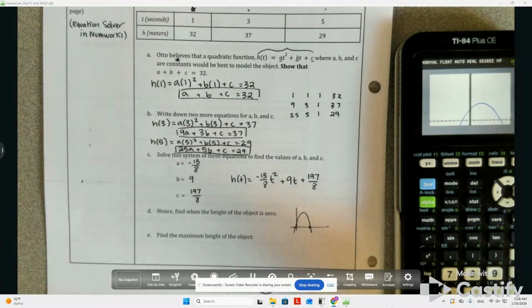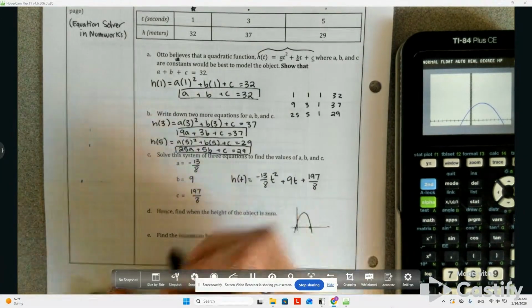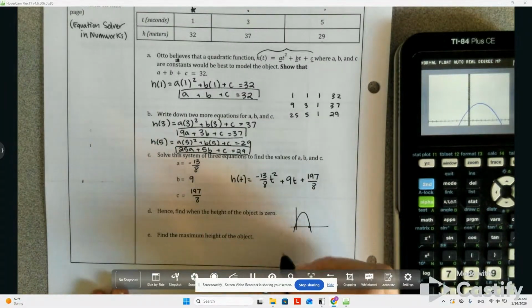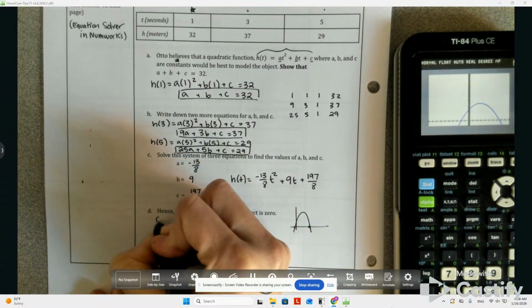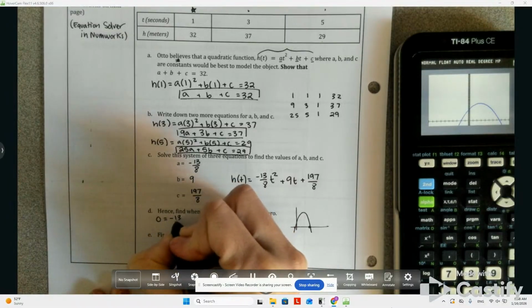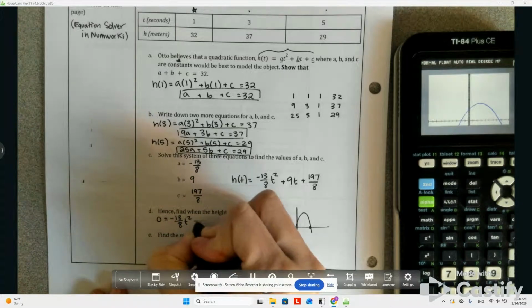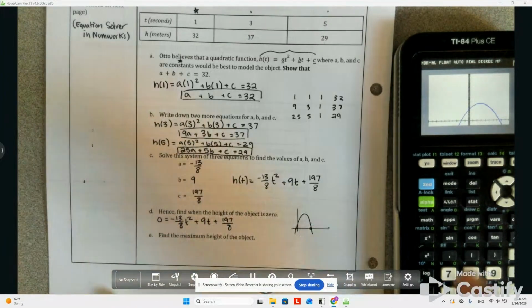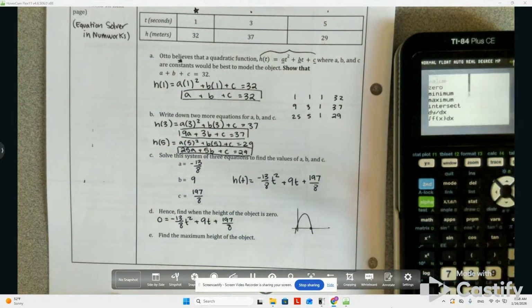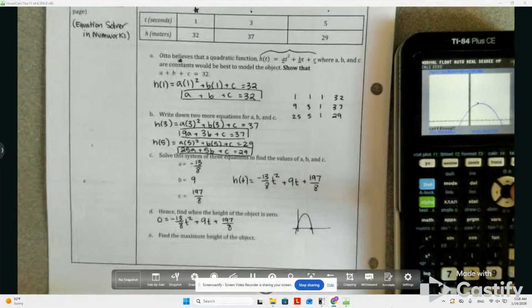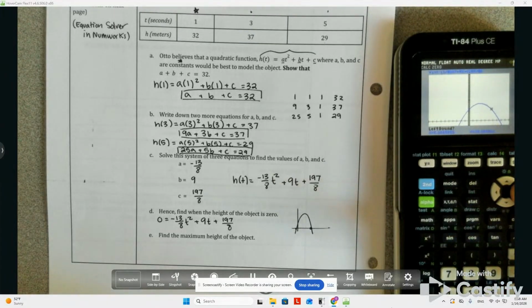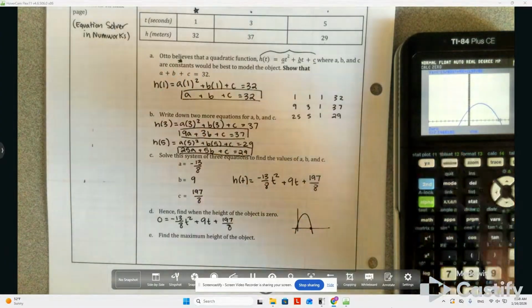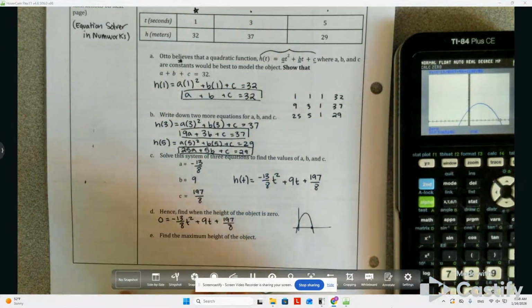Okay. So find when the height of the object is 0. So I want to solve the equation 0 equals negative 13 over 8 t squared plus 9t plus 197 over 8. Second trace, zero. Left bound right here. Right bound is here. And my zero is 7.54.